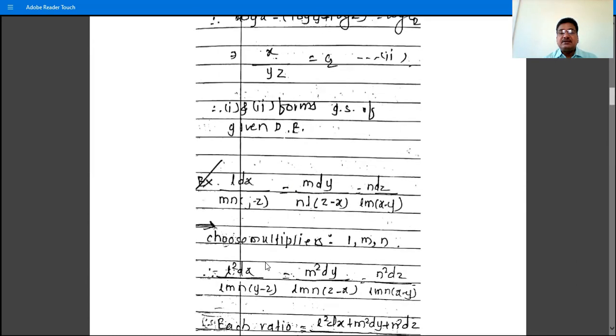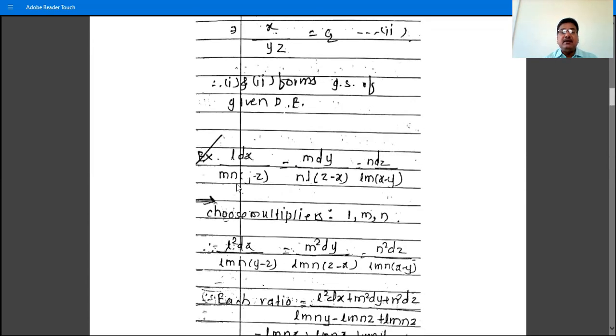Similarly, the next example: l dx divided by m into n in bracket y minus z, m dy divided by n into l in bracket z minus x, n dz divided by l into m in bracket x minus y. Solve this example by using the second method, that is, choose multipliers.